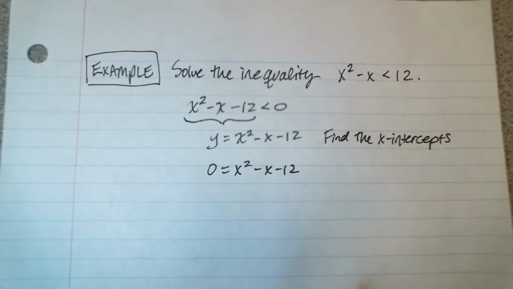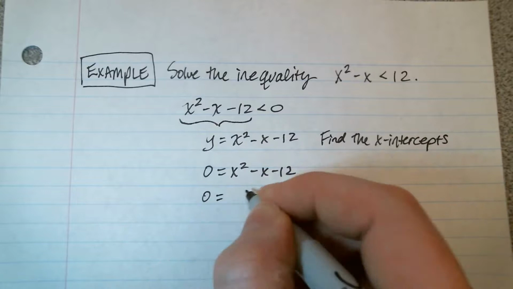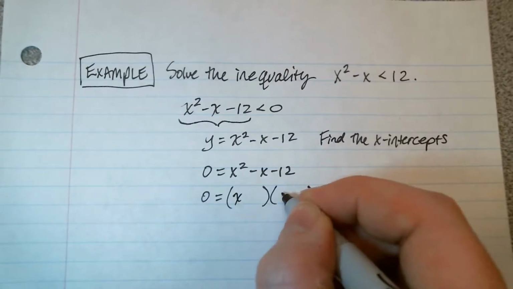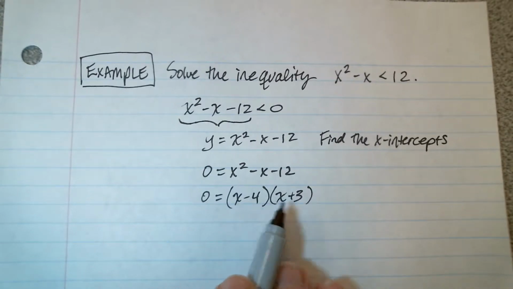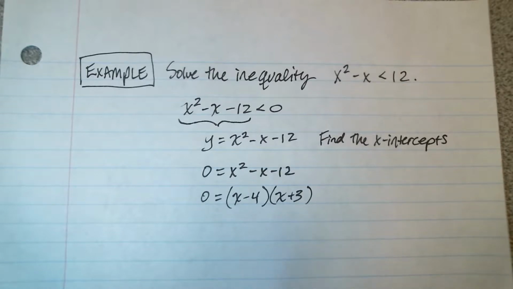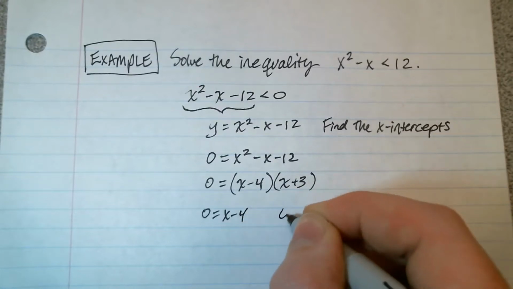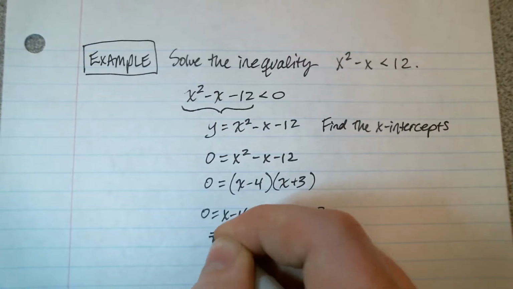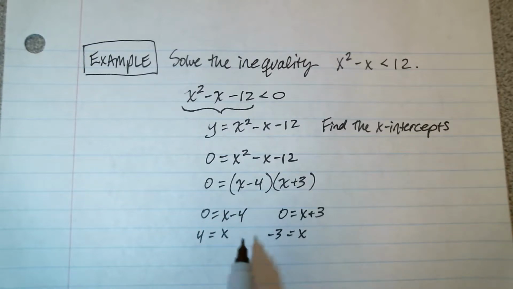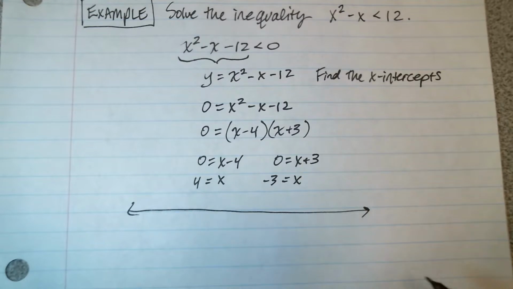Okay, so we have different methods for solving this equation right here. I am going to use factoring. So this factors into x minus 4 times x plus 3. And then I can use the zero product rule, set each factor equal to 0, and solve. So this has two x-intercepts at 4 and negative 3. So what I'm going to do is plot that on the number line: negative 3, positive 4.